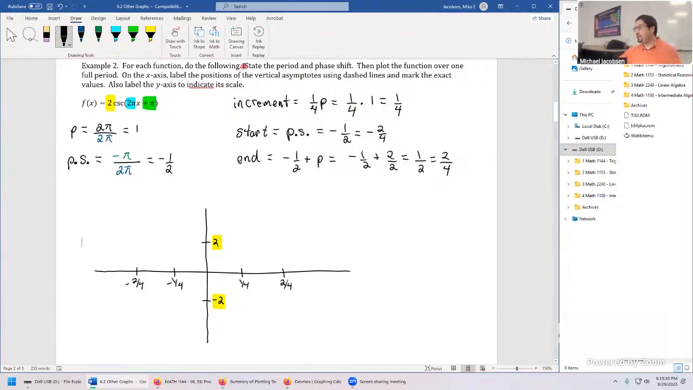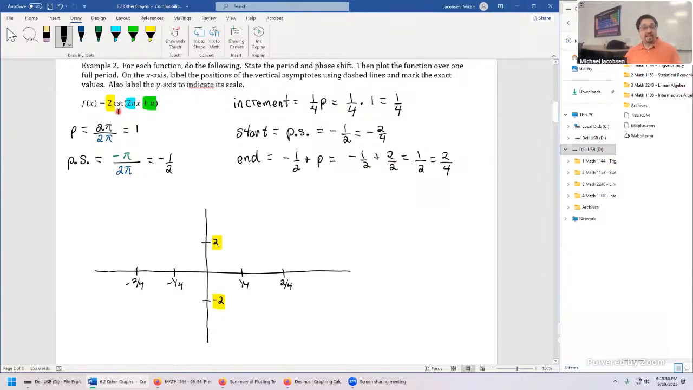Okay, so we've got the period, the phase shift. We're going to plot over one full period. But on the x-axis, we have to label the positions of the vertical asymptotes using dashed lines and mark the exact values. We already did this part. We labeled the y-axis to indicate its scale. See the yellow color coding for how we did that.